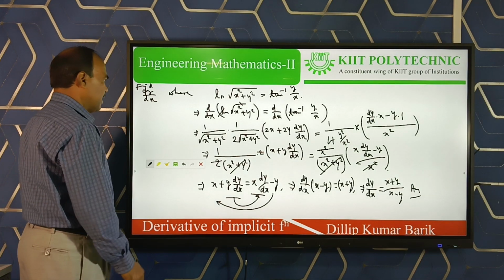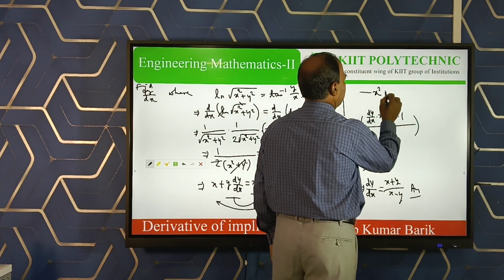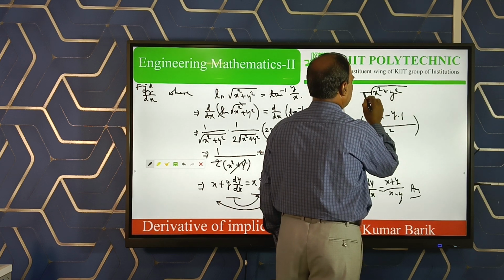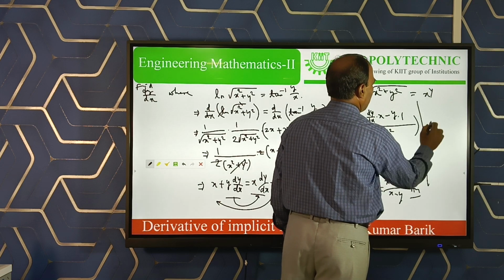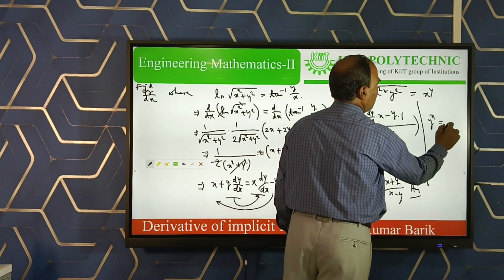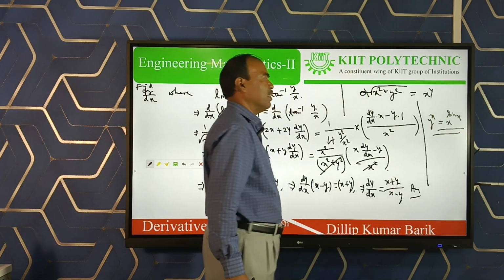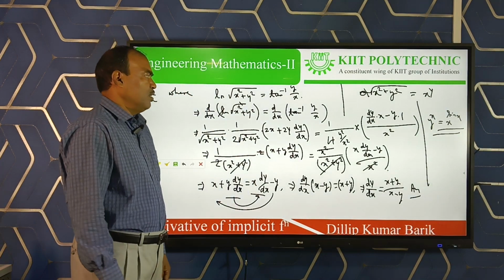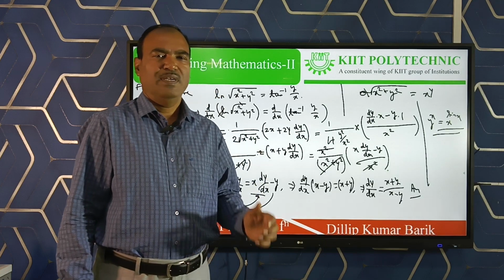Similarly, I can take another example. Suppose I take the square root of x square plus y square is equal to x to the power y, or y to the power x is equal to x to the power sin x. These are also related to logarithm. Come to the answer. Clear? So perhaps this is a very important portion of the derivative of implicit functions.